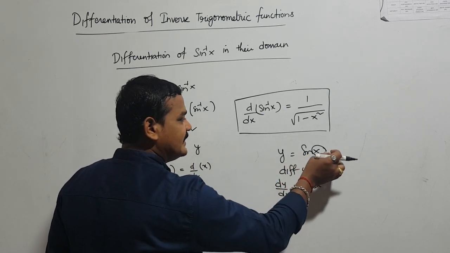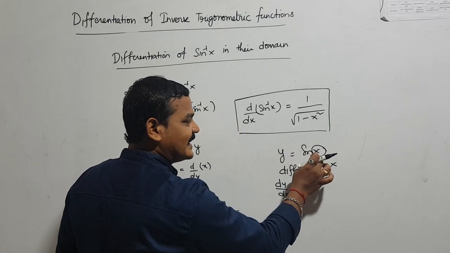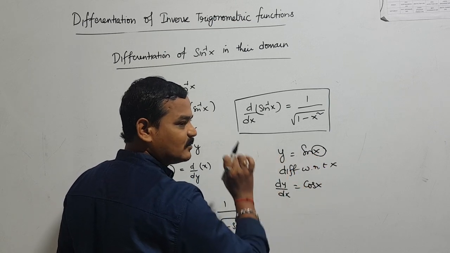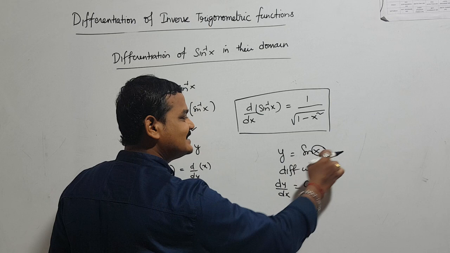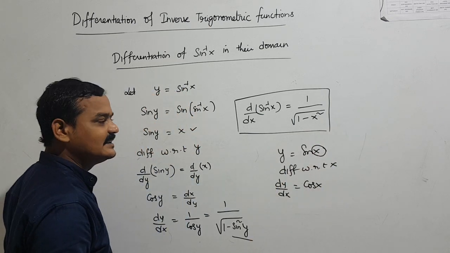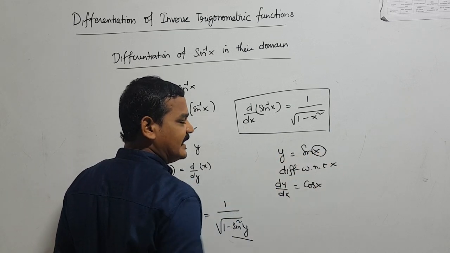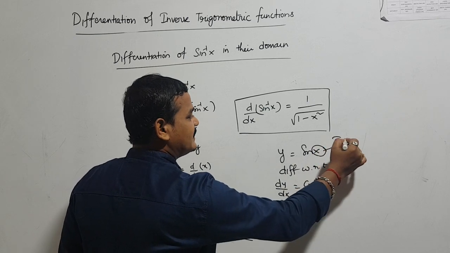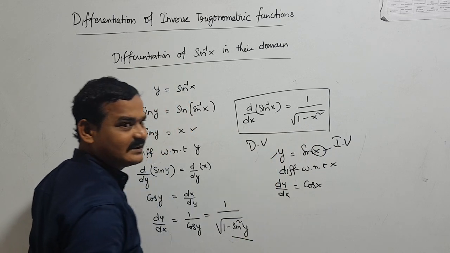See here, x is independent, y is dependent. If x is equal to 30, y is equal to 1 by 2. x is equal to 60, y is equal to root 3 by 2. x is equal to 45, y is equal to 1 by root 2. So x is independent, you can take any value, and according to that you get the value of y. So y depends on x. So we differentiate with x because x is the independent variable and y is the dependent variable.